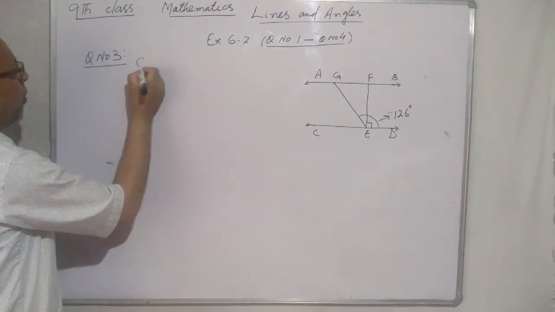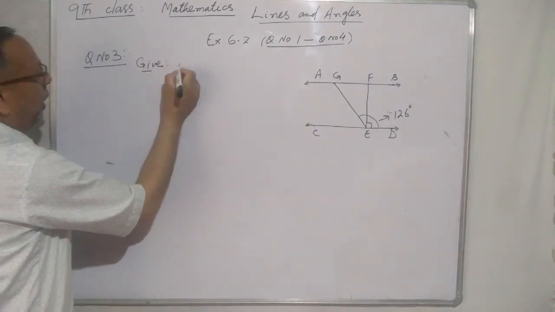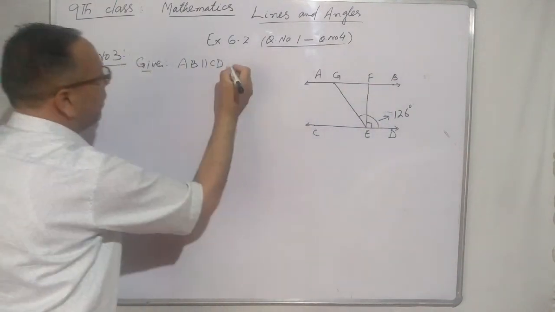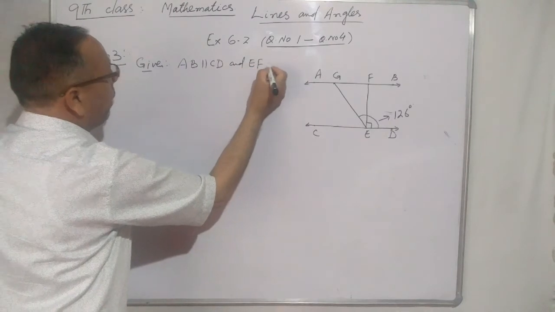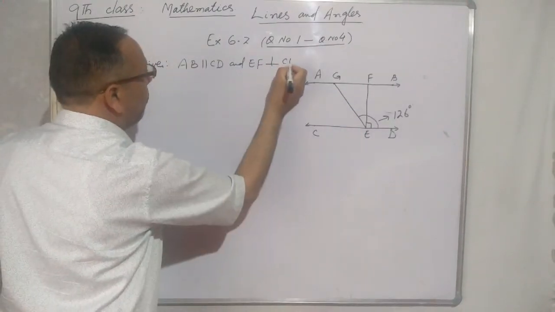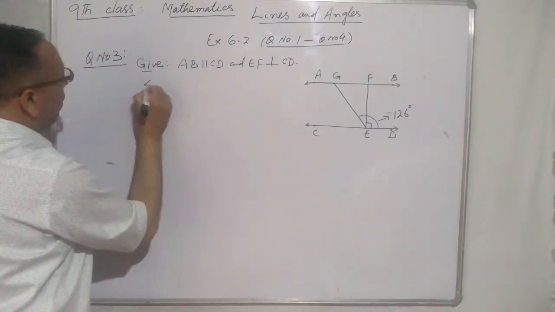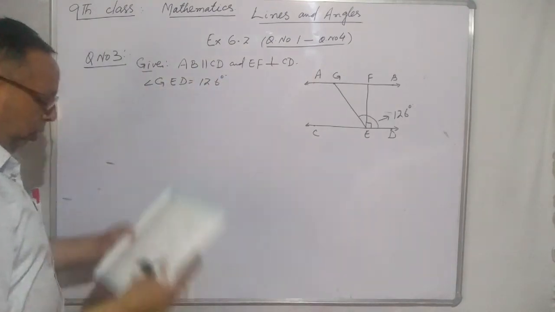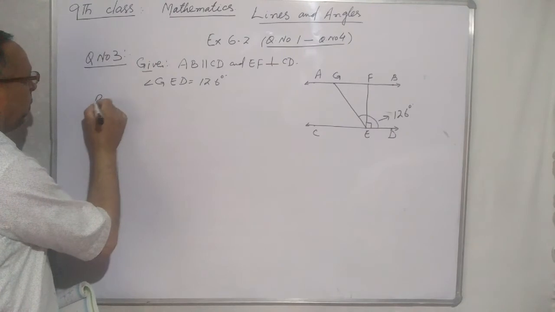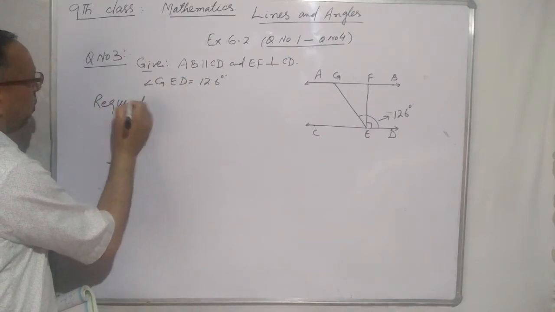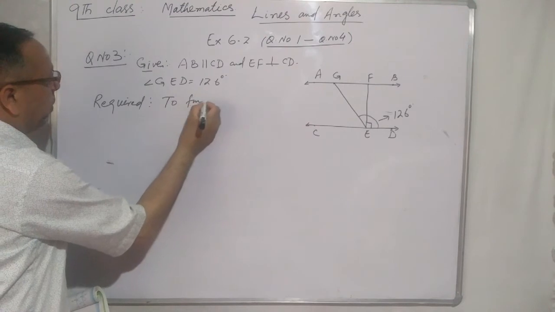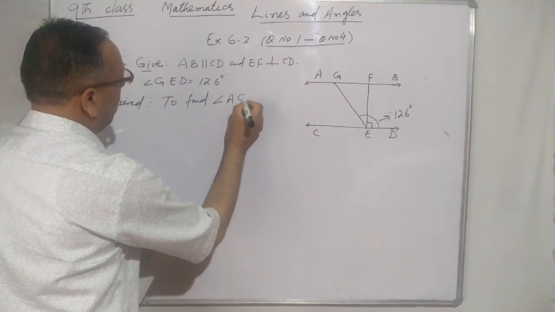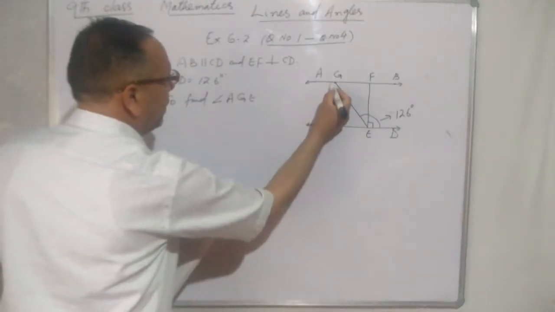So what is given? AB is parallel to CD, and EF is perpendicular on CD. Angle GED is equal to 126 degrees. What we have to find out? Required to find angle AGE. This angle we have to find out.